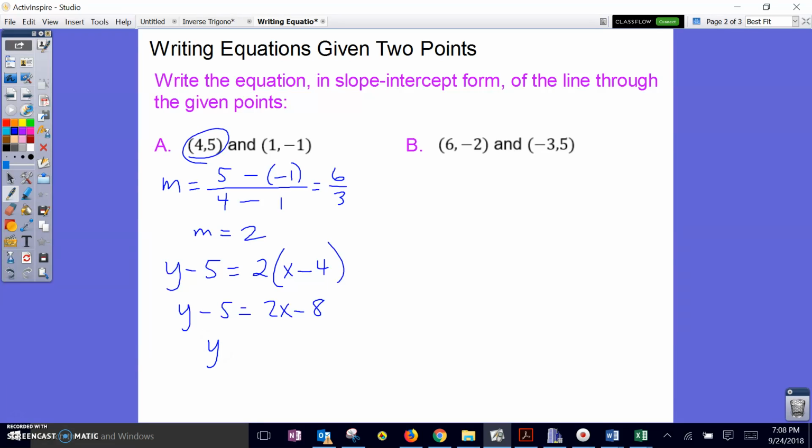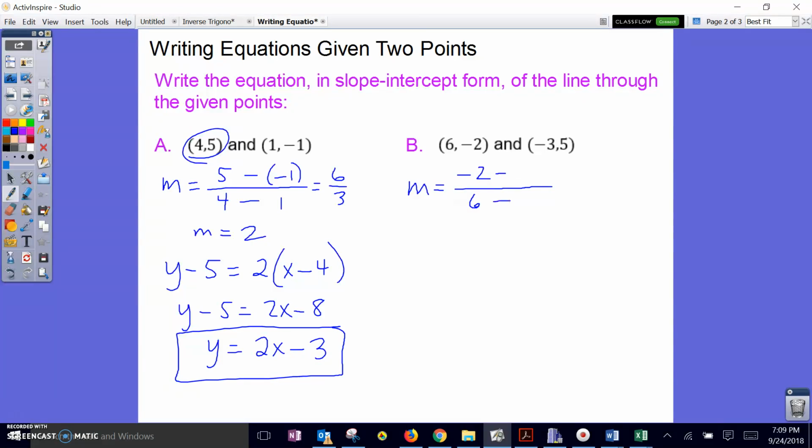Distribute the 2, add the 5 to both sides, and boom, we're in slope-intercept form. We'll do the same thing in example B here. First we'll calculate the slope, put our y's up in the numerator, and align coordinates from the same point. Oh boy. Our slope is negative 7/9.